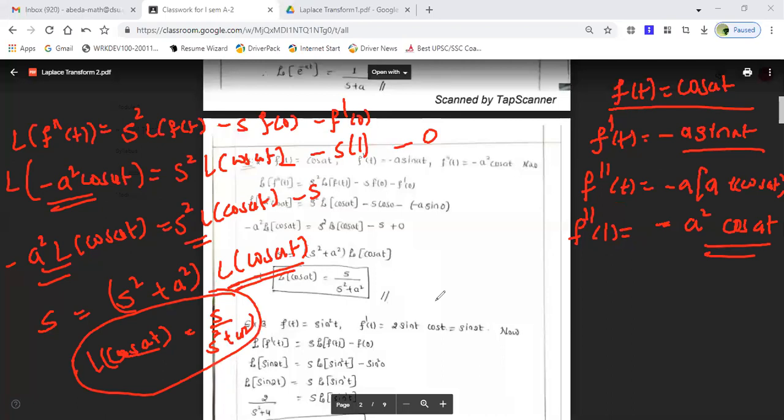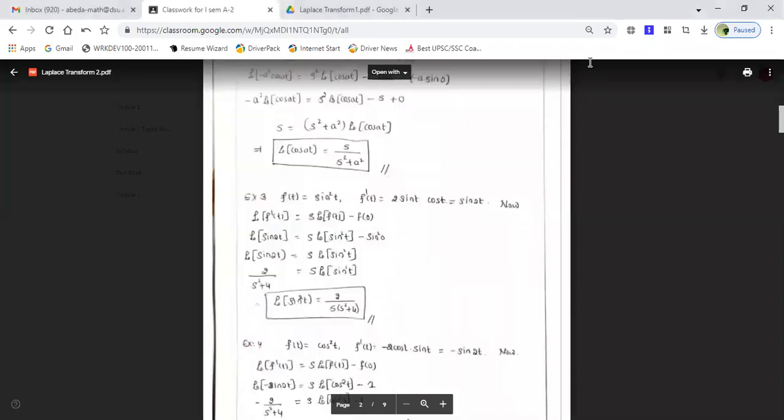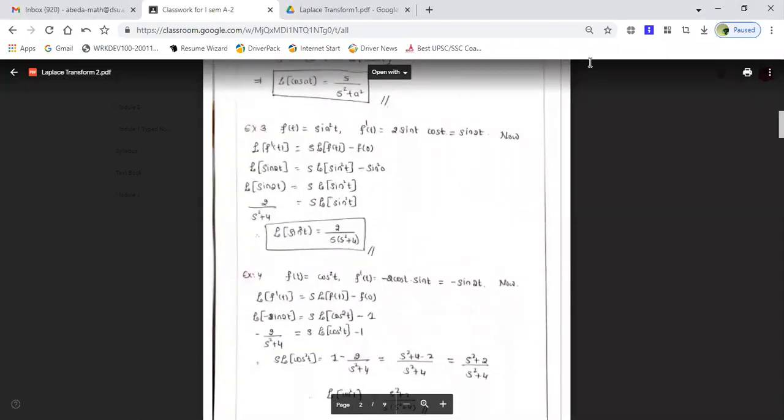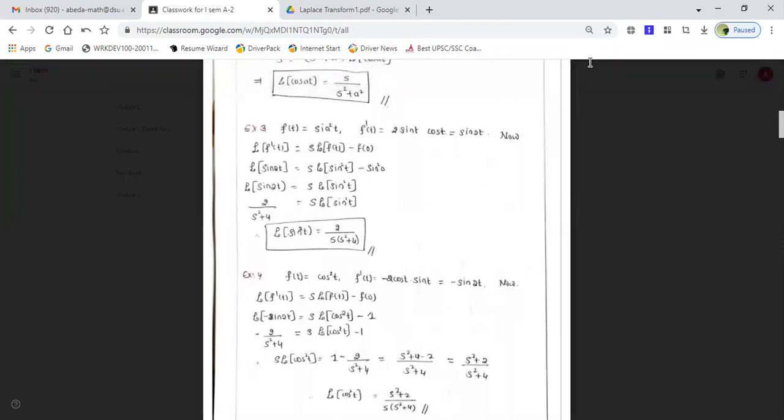Yes, ma'am. Okay, so like this, you're supposed to solve the problems on the derivative. Let me take the next example. Here f of t is sin square t. What is f dash of t? It is 2 sin t, sin derivative is cos t. So 2 sin a into cos a is sin 2a.